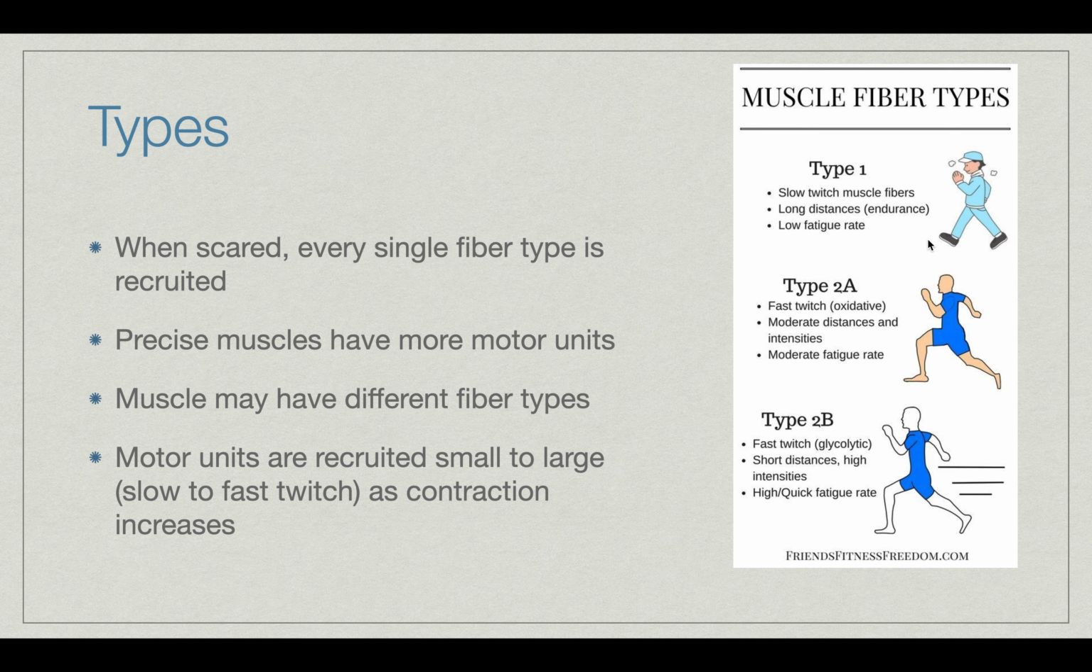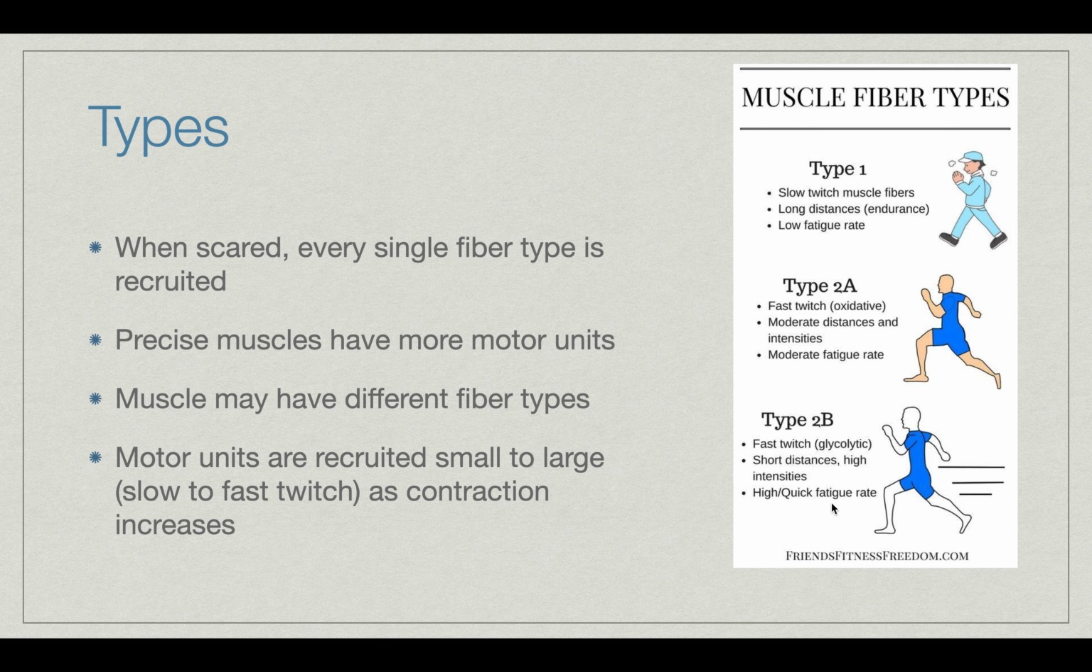Type 2A are the fast twitch oxidative fibers, and they have a moderate fatigue rate, and they're used for moderate distances and intensities. And type 2B are the fast twitch or the glycolytic fibers. They're used in short distance and a high intensity, and they have a very high and quick fatigue rate.